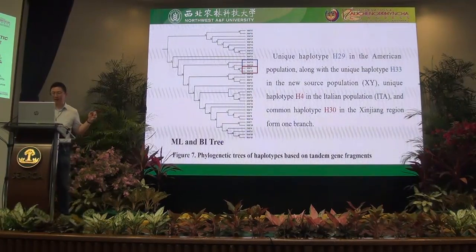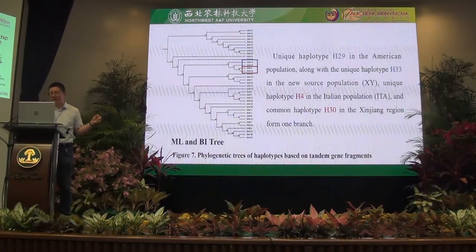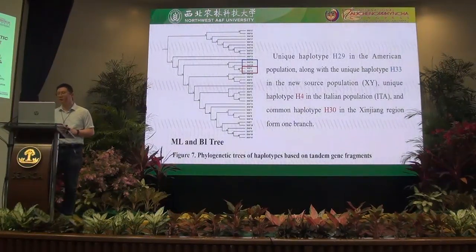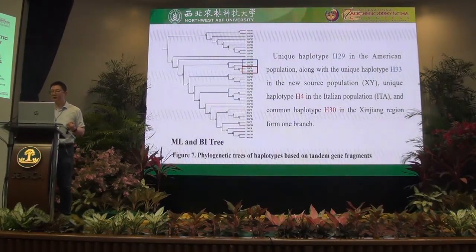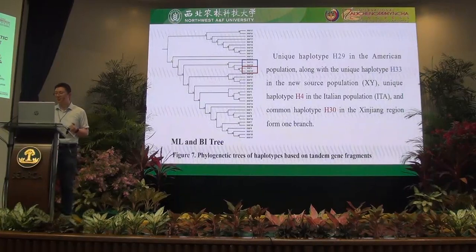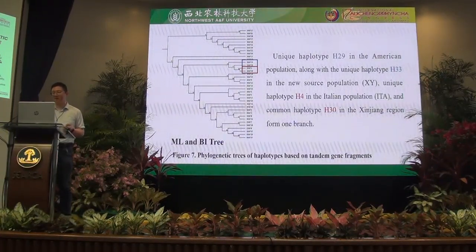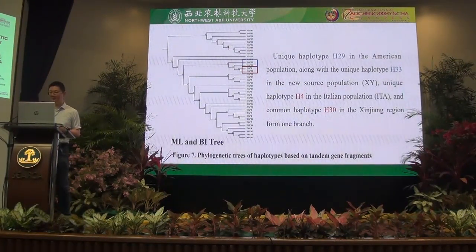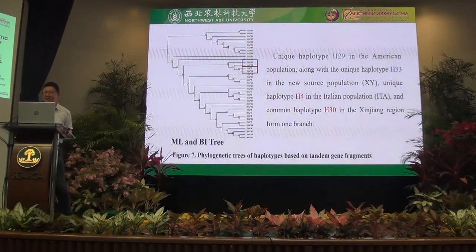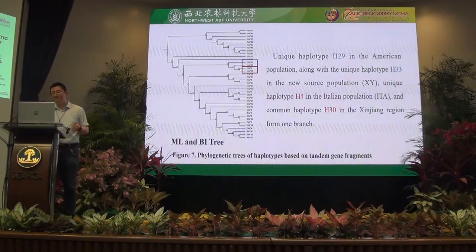And this is the ML and the BI trees based on 10 gene fragments. The unique haplotype H29 in the American population, along with the unique haplotype H33 in the New South population, the unique haplotype H4 in the Italian population and the common haplotype H30 in the Xinjiang region form one branch.